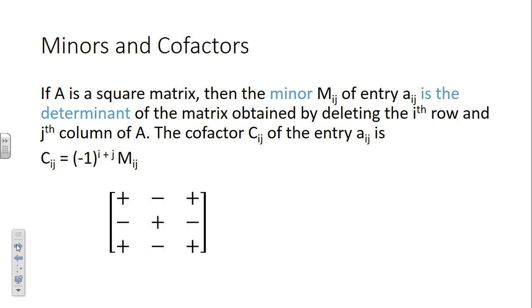The cofactor of that ij element of A is equal to -1 to the i plus j power times the minor of that ij element. Seems like hieroglyphics at the moment, doesn't it?